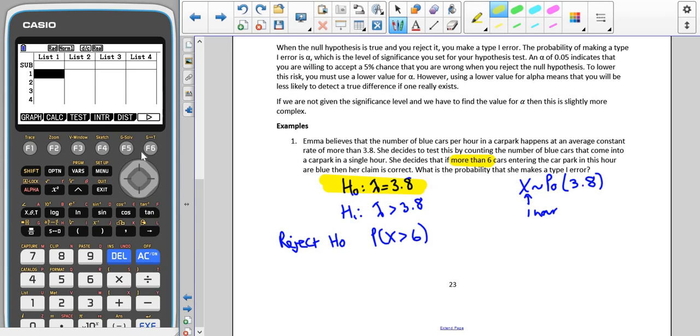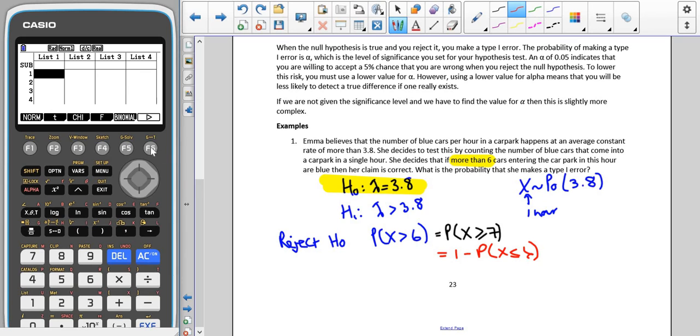So if you have one of the new calculators, then we need to change this to be the probability that x is greater than or equal to 7. Remember, if you have one of the older calculators, you're going to have to change it to 1 minus the probability of x being less than or equal to 6.